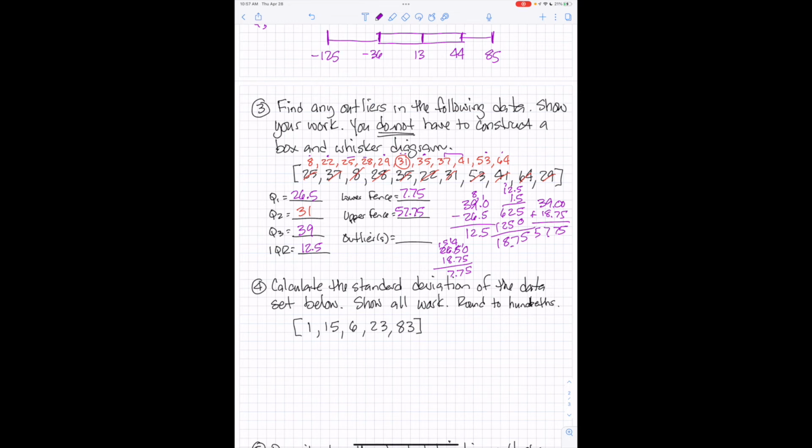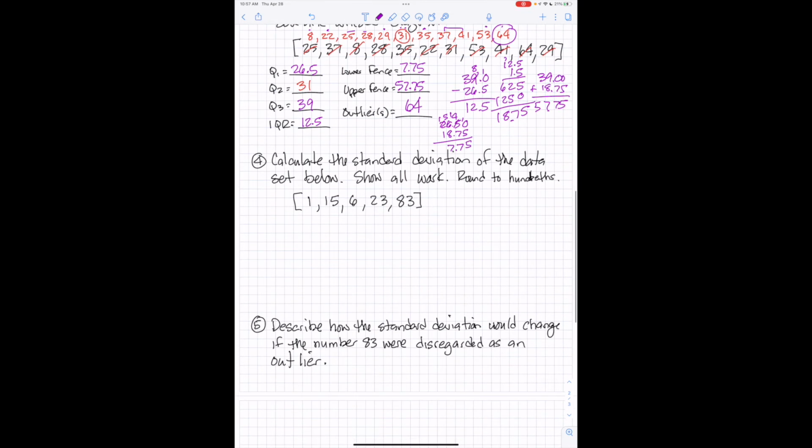Well, my lowest term is 8, and it is greater than 7.75, so it is not an outlier. My highest term is 64, and it is more than 57.75. So 64 is the only outlier. Okay. Standard deviation.